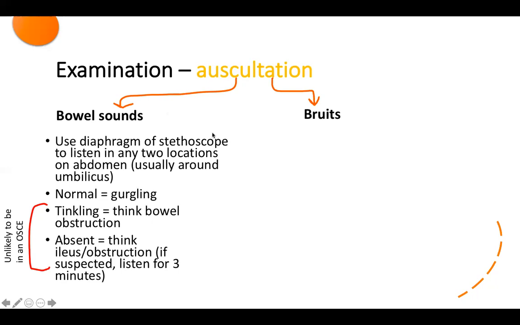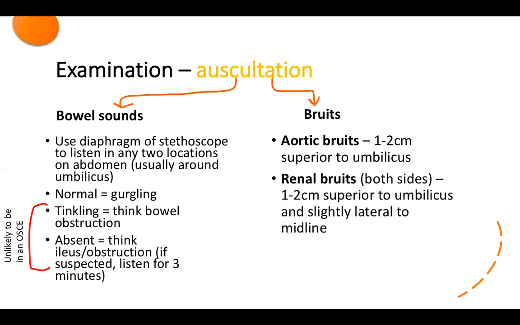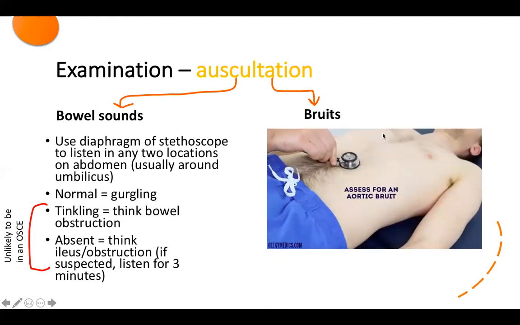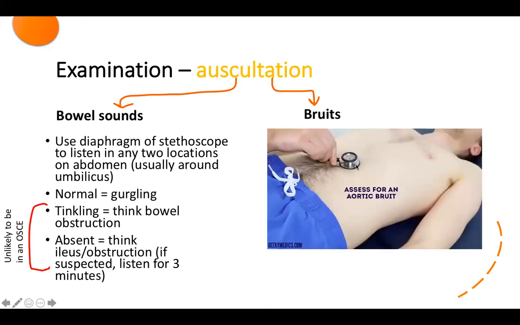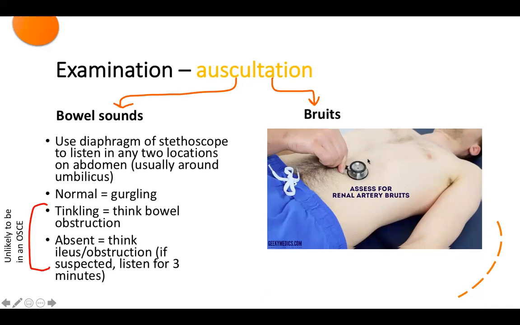The other thing you want to listen for is bruits. So you want to check for aortic bruits, and that would be 1 to 2 centimeters superior to the umbilicus. And you want to check for renal bruits, both sides. So again, 1 to 2 centimeters superior to the umbilicus and slightly lateral to the midline. So that's how you'd assess for an aortic bruit. Use your diaphragm, keep it 1 to 2 centimeters superior to the umbilicus, and you only have to check in one spot. But when you're checking for renal artery bruits, because you have 2 kidneys, you want to check both sides, again with your diaphragm.